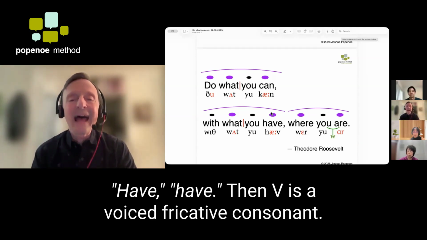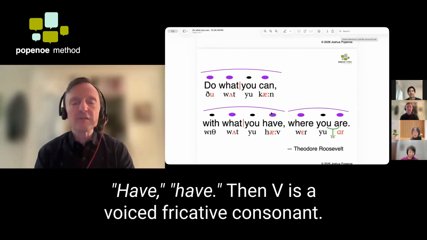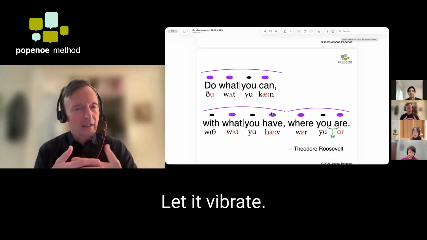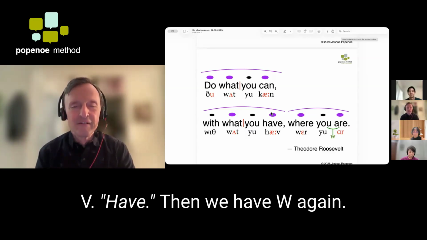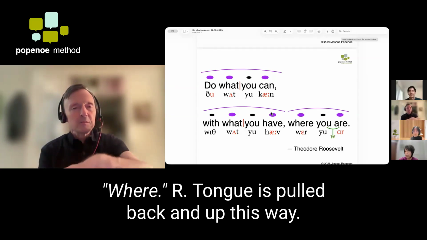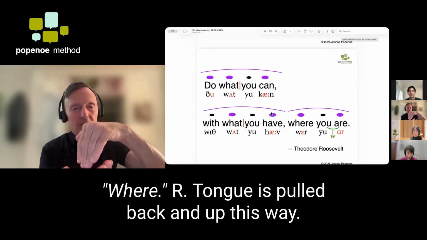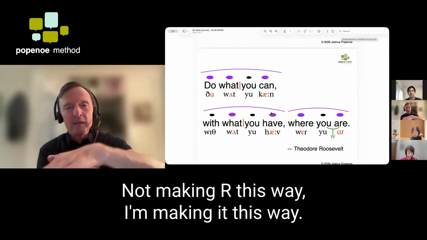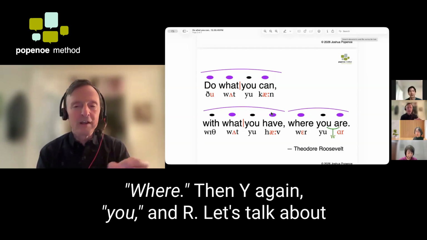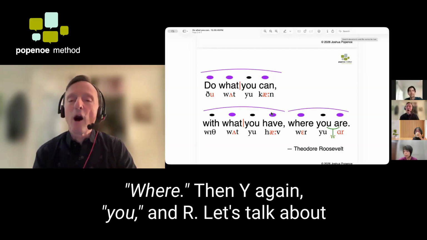sound. Have. Then V is a voiced fricative consonant, top teeth on the bottom lip. Voiced, let it vibrate. Have. Then we have W again. Where. R, tongue is pulled back and up this way. Not making R this way, making it this way. Ra. Where. Then Y again, U, and R.